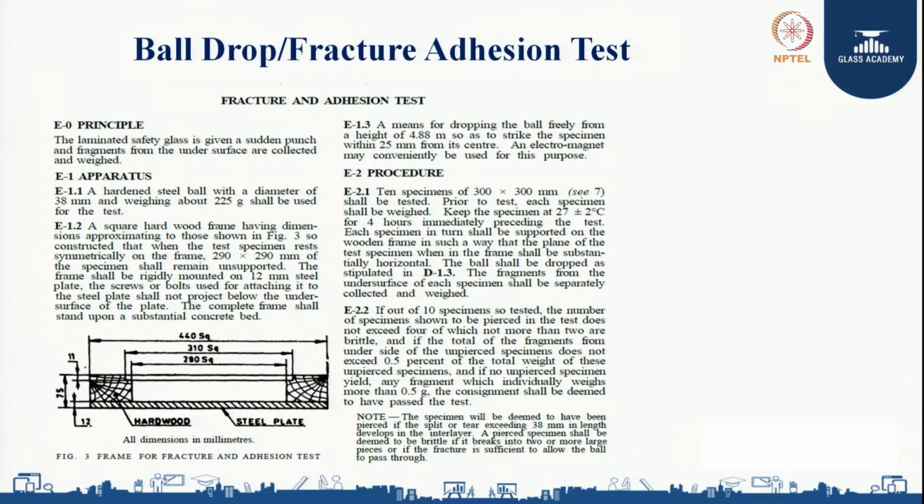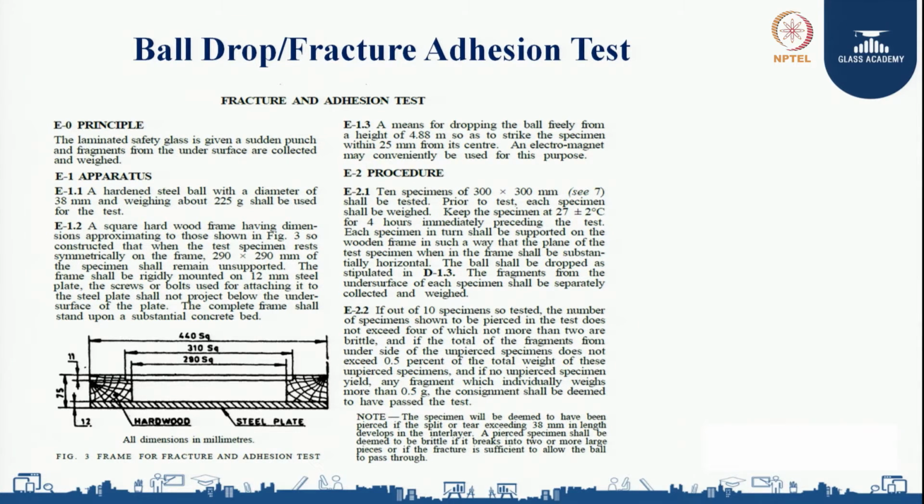Out of 10 specimens so tested, if the number of specimens shown to be pierced in the test does not exceed more than 2, and if the total of the fragments from the underside of the unpierced specimens does not exceed 0.5% of the total weight of these unpierced specimens, and if no unpierced specimen yields any fragment which individually weighs more than 0.5 grams, the consignment shall be deemed to have passed the test.